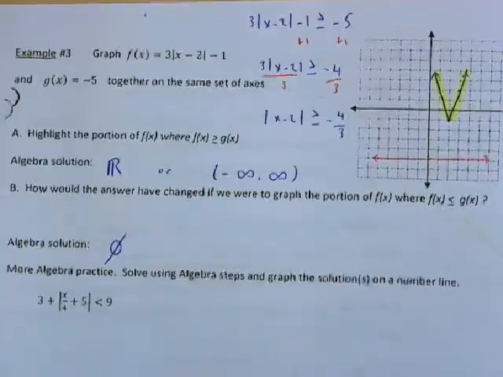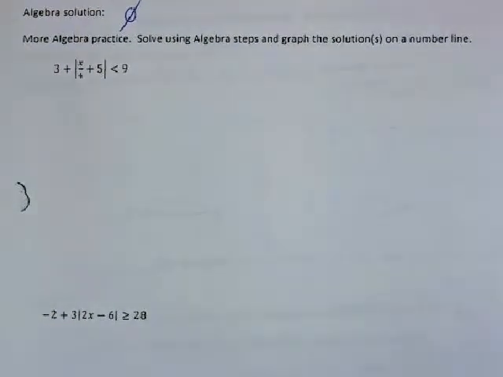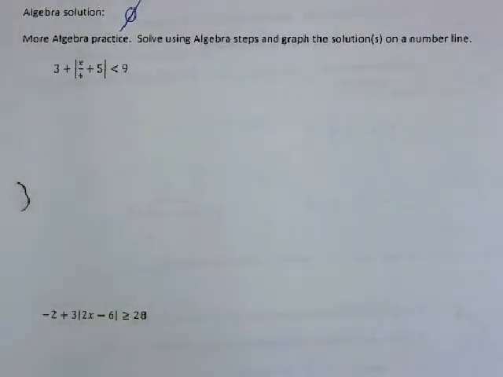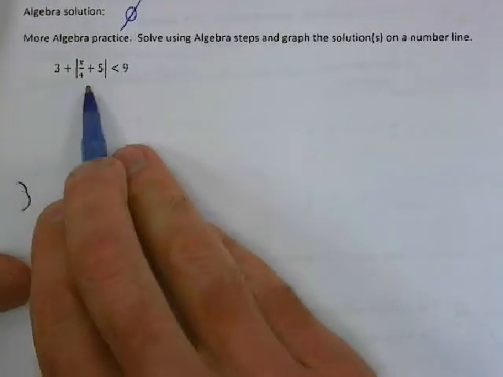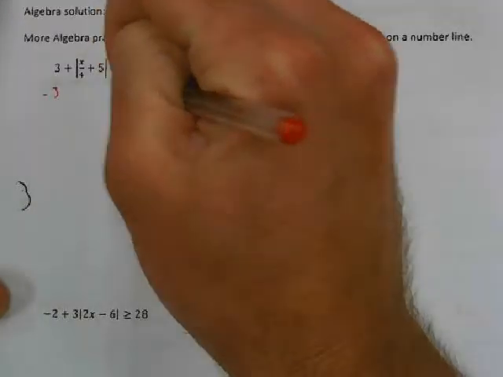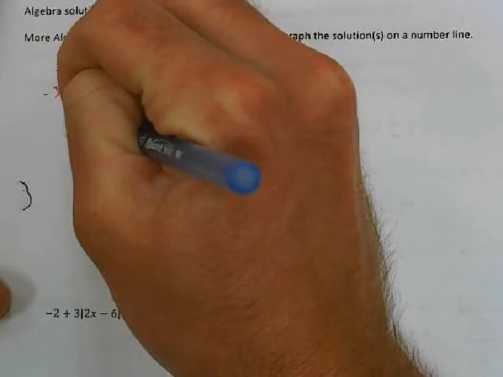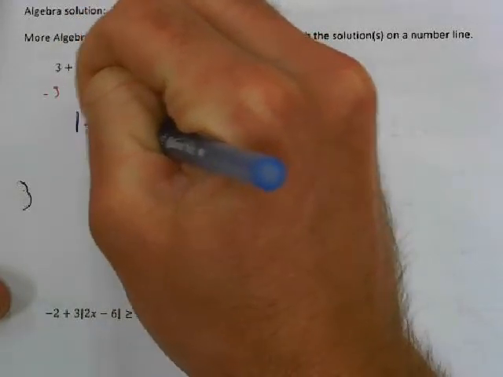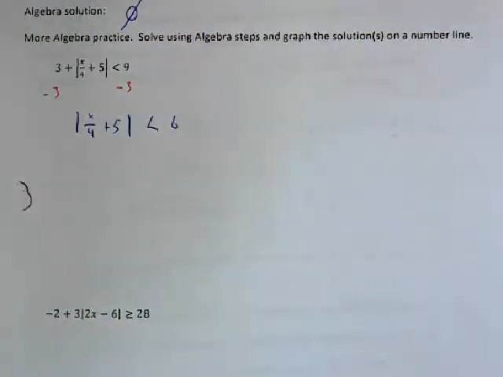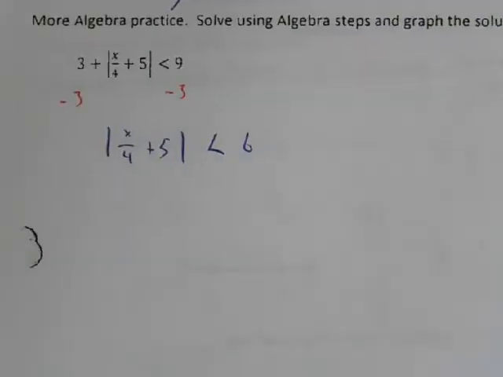All right, moving on, and now we're just going to solve algebraically and then also write our answer on a number line. So the next one: solve using algebra steps and graph the solutions on a number line. So here, again, we want to get the absolute value part by itself first. So let's start by subtracting 3 from both sides. And then that gives us the absolute value of x over 4 plus 5 is less than or equal to 6. I think we can zoom in on this a little bit now since we're not graphing.